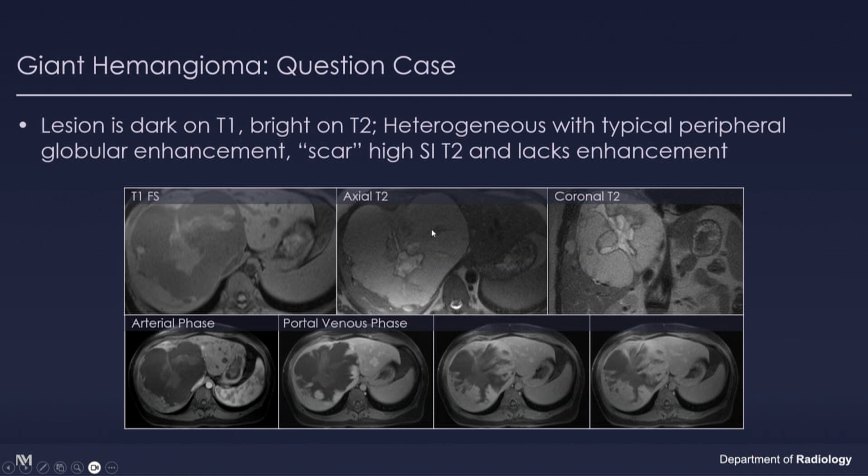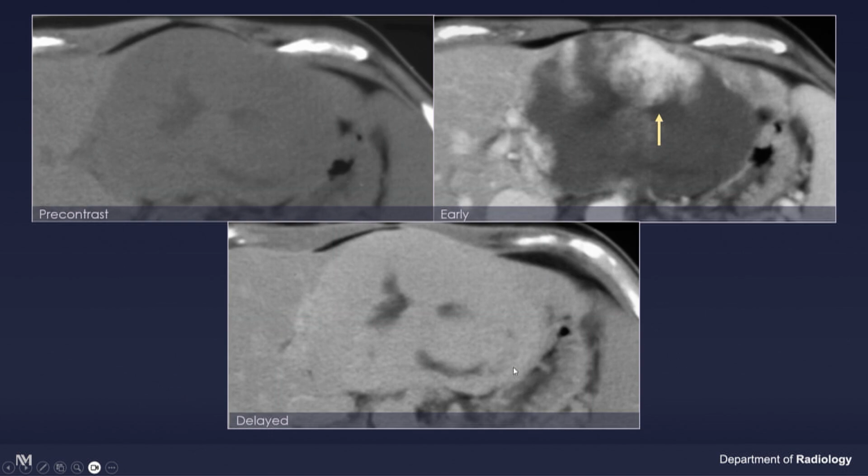This was the index case. Again, this was that giant hemangioma that we talked about. Here's on CT, similar appearance where you see that globular peripheral nodular enhancement progressively fills in. It doesn't bother me, the fact that it doesn't completely fill in. And there's no point in getting extremely delayed images to see it filling in.